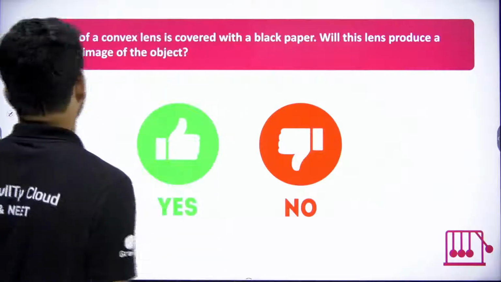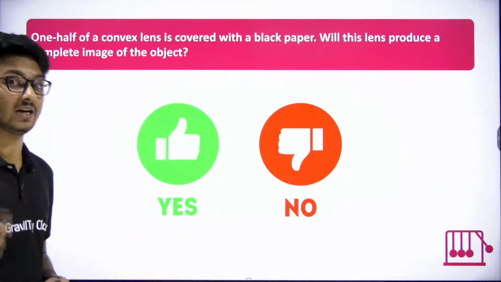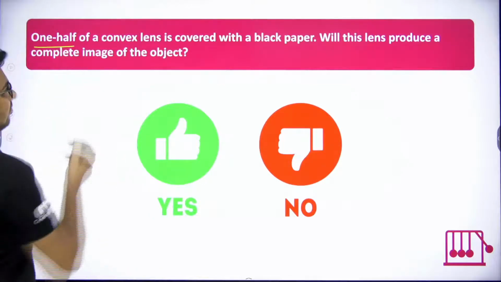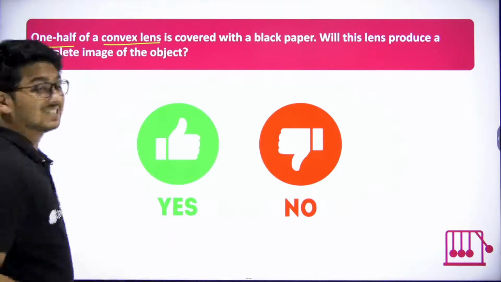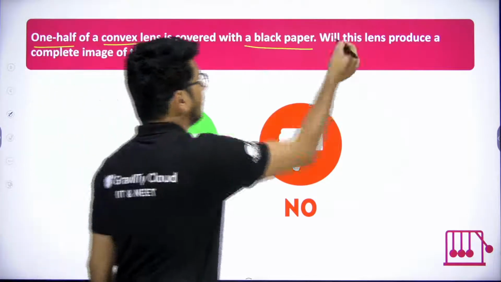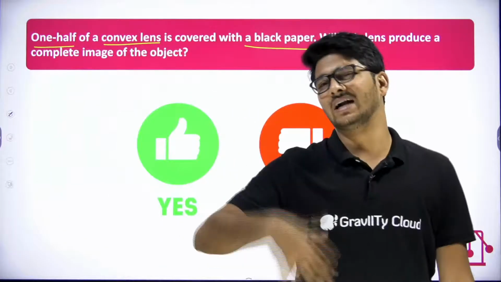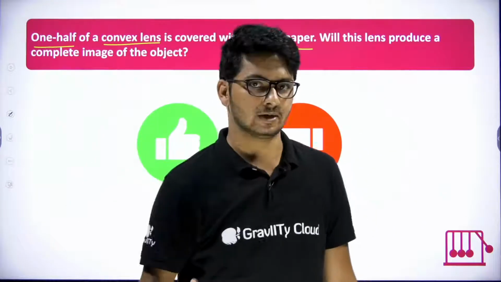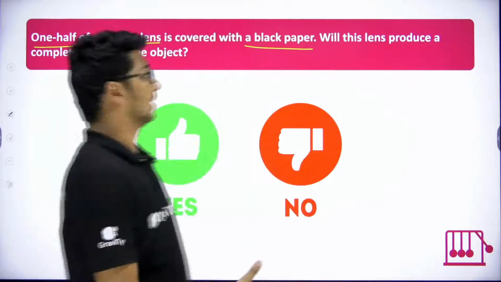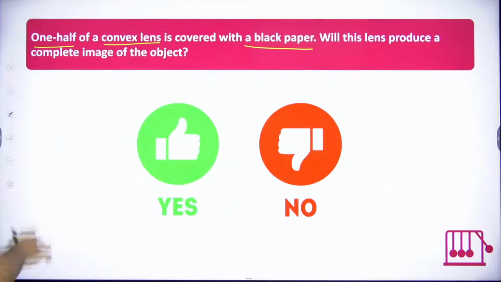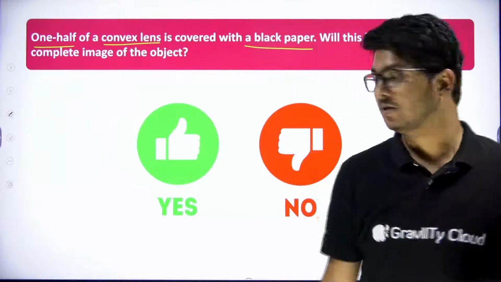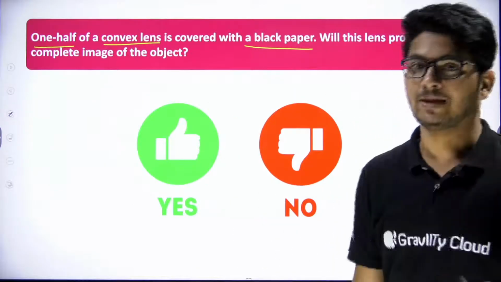The first question is this. A very simple question but a very interesting one. One half of a convex lens is covered with a black paper. Now if you cover it with a black paper, what does that mean? That means that part will not work. So will this lens produce a complete image of the object?